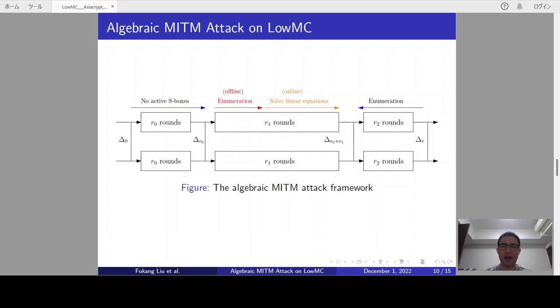And for the middle R1 rounds, there will be two phases, offline phase and online phase. At the offline phase, we pre-compute some information, and at the online phase, for any given challenge, delta R0 plus delta R1, we use the pre-computed information to retrieve the corresponding linear equation system to recover the difference transitions in the whole middle R1 rounds.